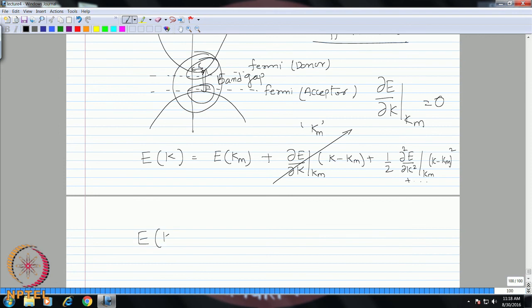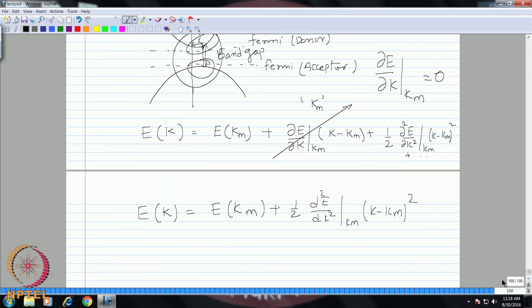now we are making a simpler approximation to these energy bands. This is km plus half d square E by dk square. Okay, now I am going to introduce another notation here. This is called the effective mass. I use the symbol m superscript star to distinguish it from the mass of a particle.